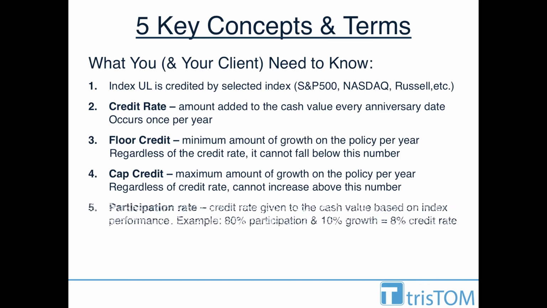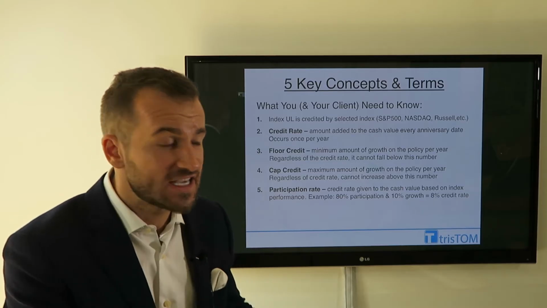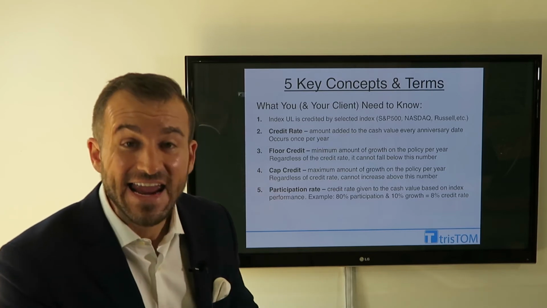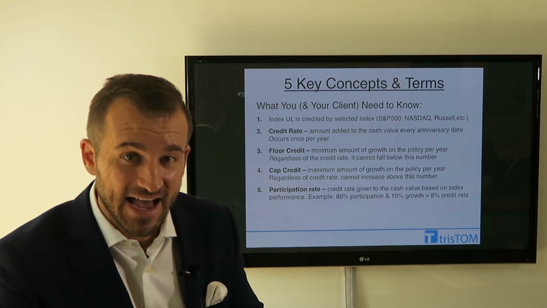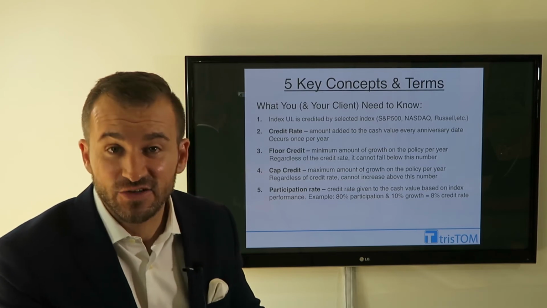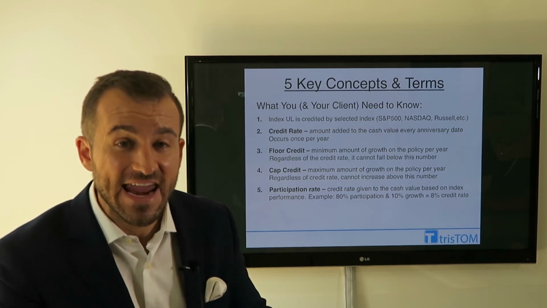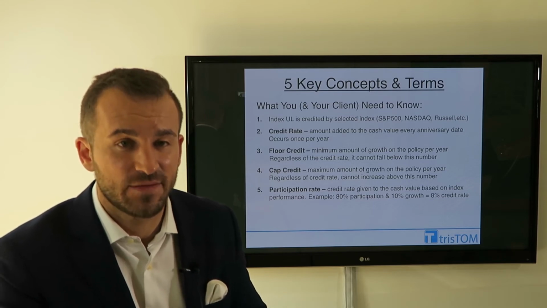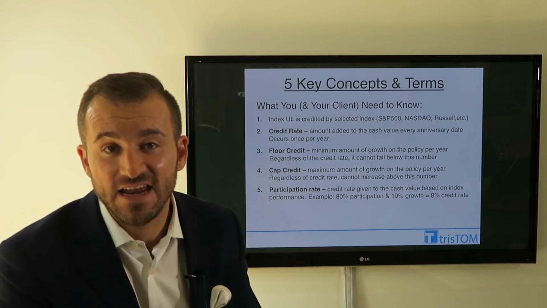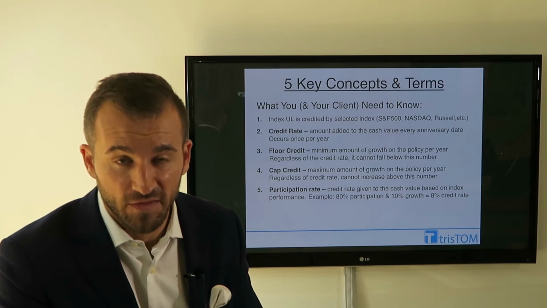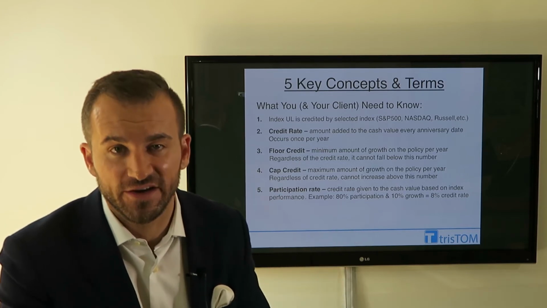And lastly, you need to be aware of the participation rate in this policy. Now, a participation rate is the credit rate given to the cash value based on an index performance. Just to give you an example, if you have an 80% participation rate in the IUL, and let's just say that there's a 10% growth with the index that it's following, you're going to get 80% of that 10% growth. Therefore, you'll have an 8% credit rating on the policy for that particular year.